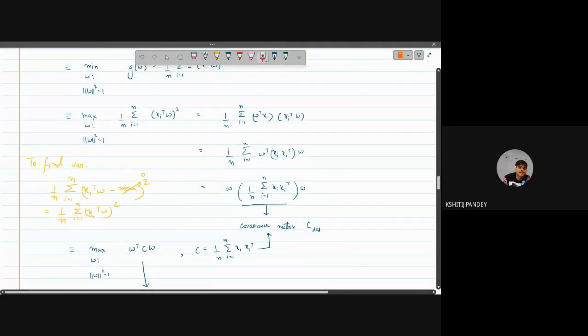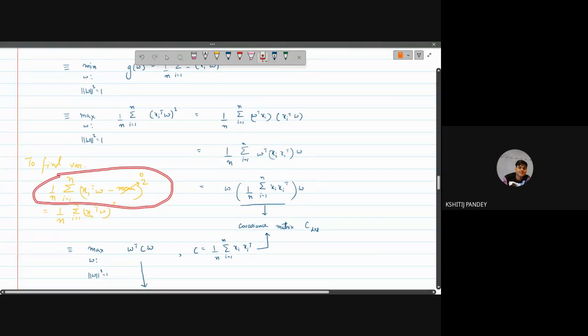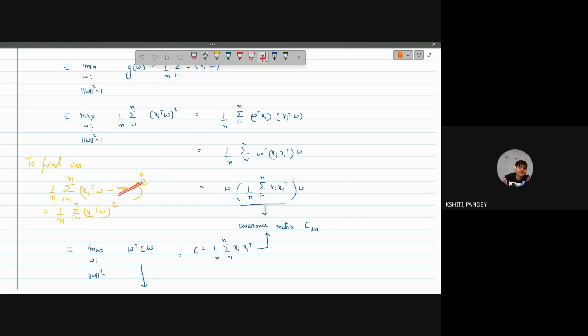For all the data points x, how do we calculate variance? This is how you calculate variance: summation of (xi transpose w minus mean) squared. But the mean is 0 here, so this is equal to 1 by n, summation i from 1 to n, of (xi transpose w) squared. So this actually is your variance.